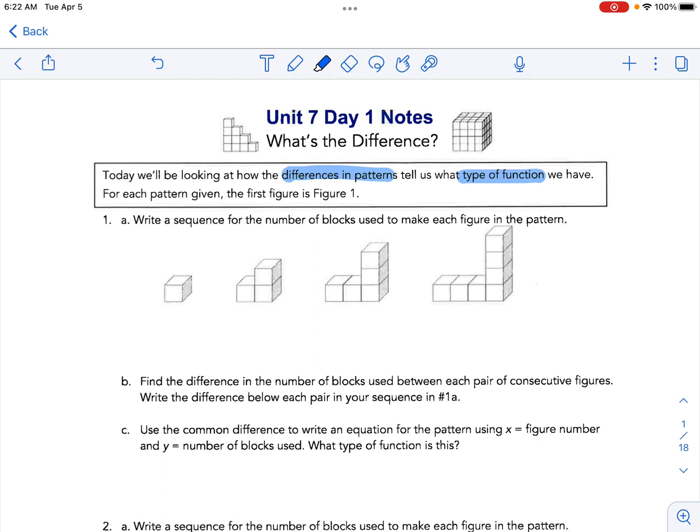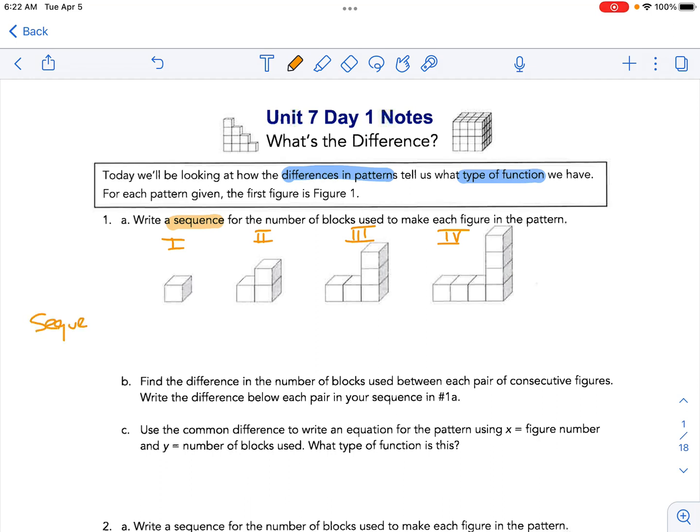We're going to look at this first pattern here with these blocks. It says write a sequence for the number of blocks used to make this figure. A sequence, that's the first vocabulary word we're looking at. A sequence is literally just a list of numbers. So we'll label this figure 1, this figure 2, this figure 3, and this figure 4.